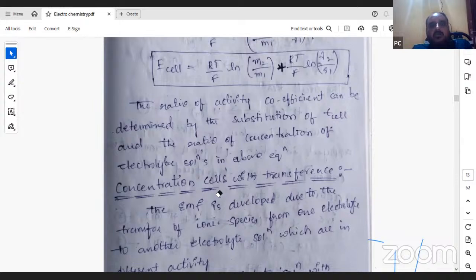Okay. So this topic, concentration cells with transference, will be continued in the next class. It is a 10-minute class, but there is some disturbance here. Shall I continue this in the next class?